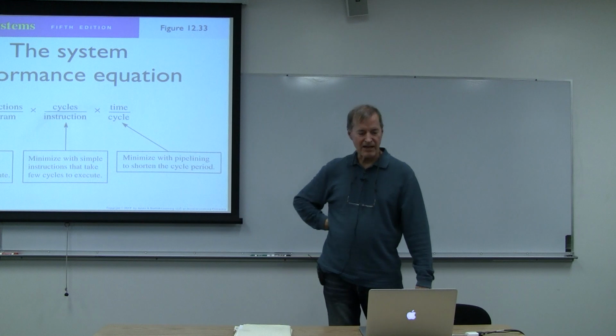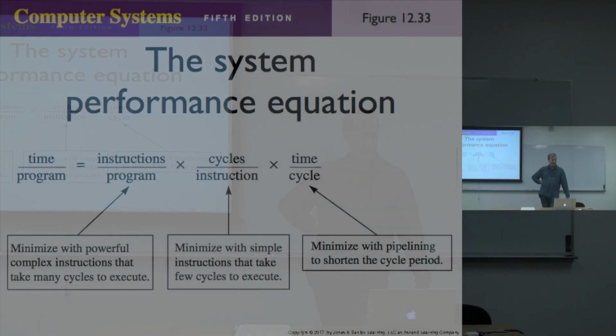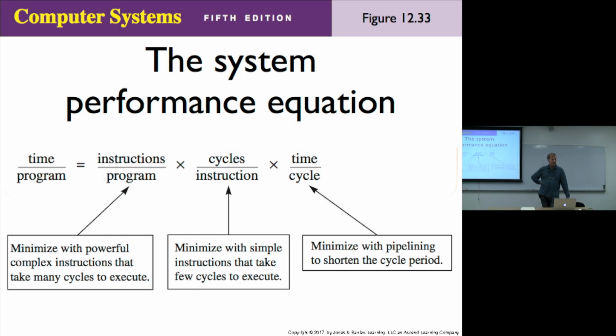At the end of class last time, we took a look at the system performance equation. And we saw that the total time that it takes a program to run is the product of 3 terms. First being the number of instructions per program that has to execute to complete the computation. And the second one, the number of cycles it takes each one of those instructions to execute. And the third is the time it takes for the cycle.